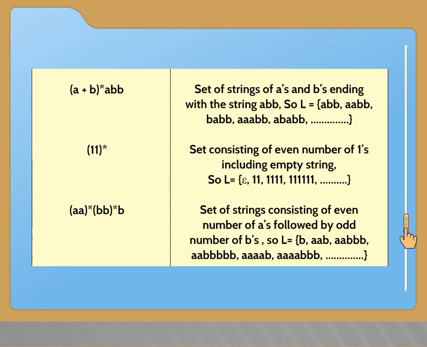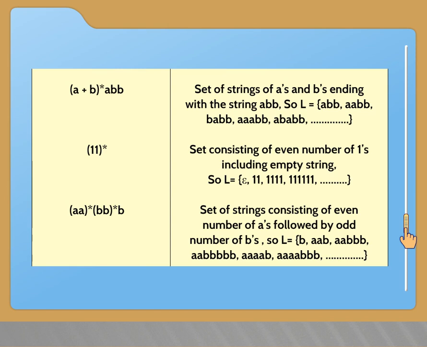So L is equal to ABB, AABB, BABB, AAABB, ABABB, and goes on. 1 whole star. Set consisting of even numbers of ones including the empty string. So L is equal to epsilon, 1, 1, 1, 1, 1, 1, 1, 1, and goes on.